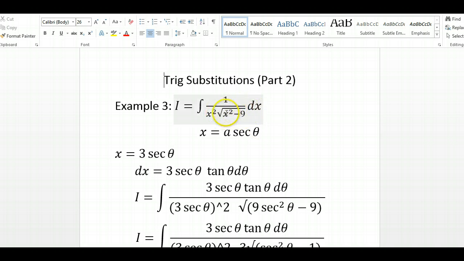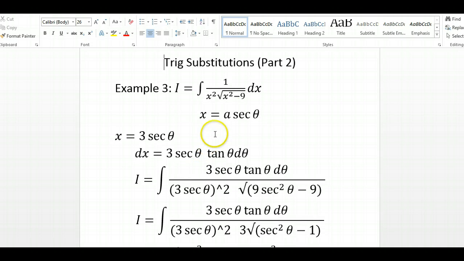Because we have x squared minus 9, it makes sense to try the secant substitution. And then what is a? A would be the square root of the other part, the something part. So if it is x squared minus something, whatever that something is, the square root of that should be a. In this case the something is 9, so the square root of that will be 3, so a is 3. You have 3 secant theta.